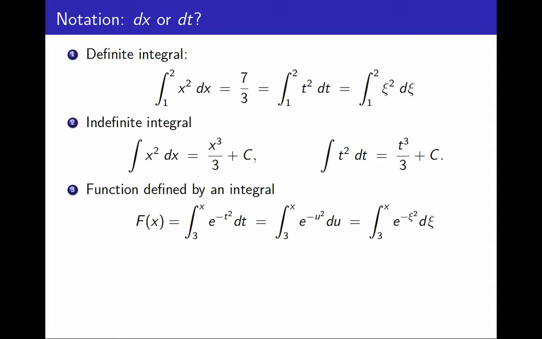However, the one thing I am not allowed to do is call it x, because x already means something else in this problem. So never write something like the integral from 3 to x of e to the minus x squared dx. Because in this case, x has two different meanings in the same equation. It's the variable of the function F and the variable of integration, and that is not allowed. That is meaningless, that could be ambiguous, so never write something like that.